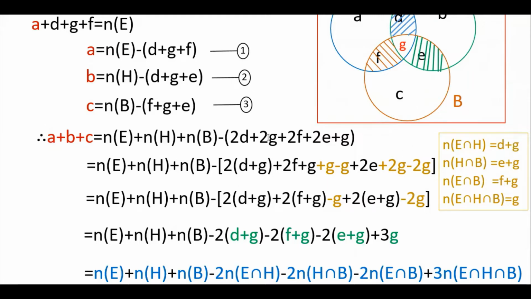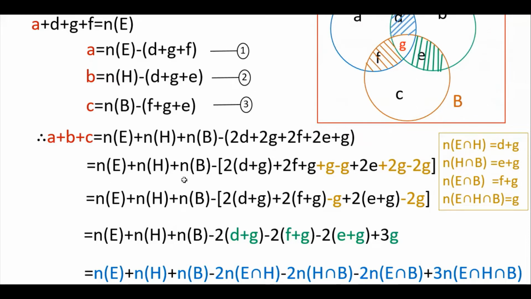So 2 into D plus G, and here 2F plus G, only 1 G. So you have to add again one more G and subtract one more G, plus 2E. So you have to add plus 2G and subtract again 2G. That is minus 2G plus 2G minus 2G. Here plus G minus G. Okay.